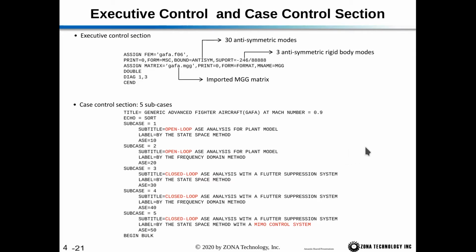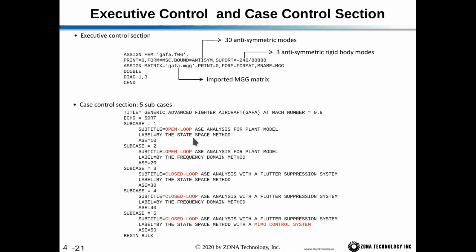So next we have the case control section. We have a title. We have echo equals sort, so we will output the input cards onto the output file, which I like to do so that my output file is self-contained. You can see what the ZAERO input was for that particular output file. We have 5 subcases defined here.